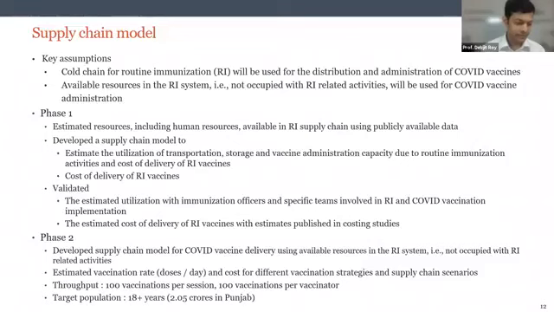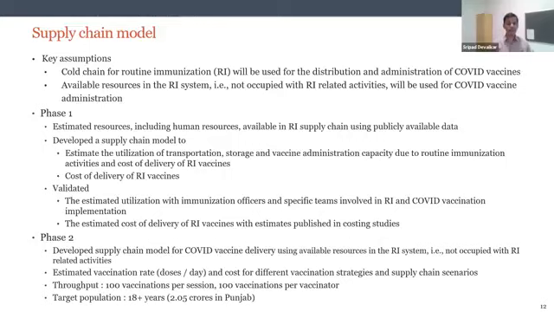Yeah. And in the second phase, using the unutilized resources from the routine immunization infrastructure, we estimated what the vaccination rates and cost for different vaccination strategies and supply chain scenarios are, which is what I'll discuss in length subsequently.